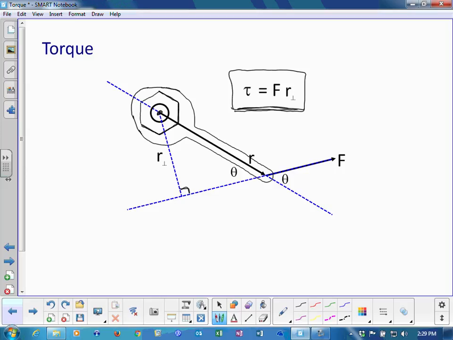In our next video, we'll talk about the vector nature of torque a little bit more, and have a more rigorous mathematical treatment of what torque is, which we'll need for other purposes later on.